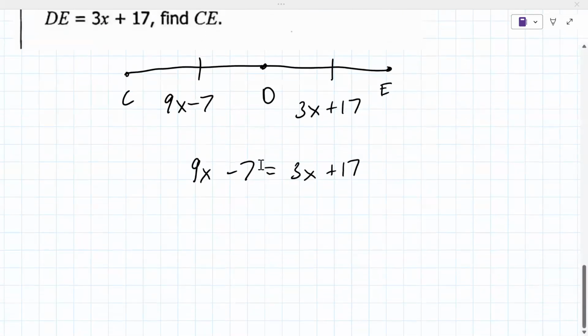The next thing here is to solve this equation. So we were doing this a couple weeks ago. Why don't you try solving that?